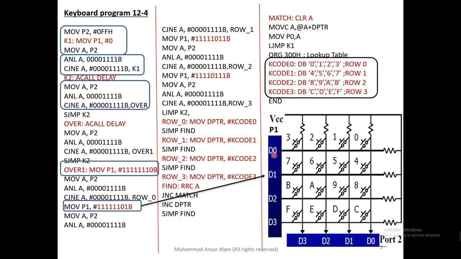Then we will scan the next row. It will make 1011, so that row becomes 0. It will be used to identify if the switch is 4, 5, 6 or 7. Similarly, we have the next scan. This is the third scan, where we are placing 1101. If this row is 0, it means these switches are being scanned. And now the last one is 1110. This is used to scan the last row of switches.